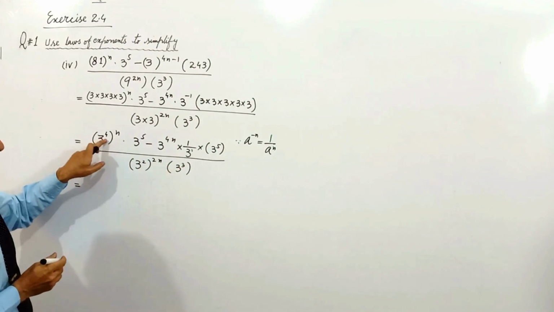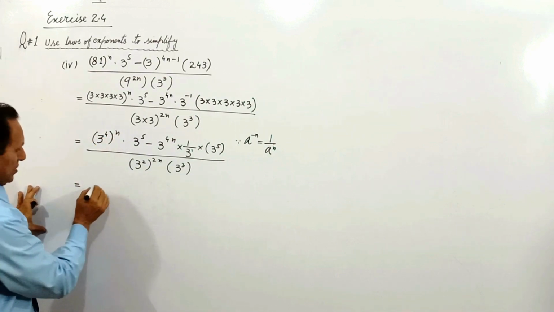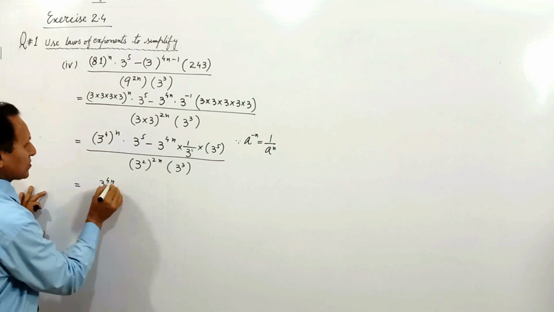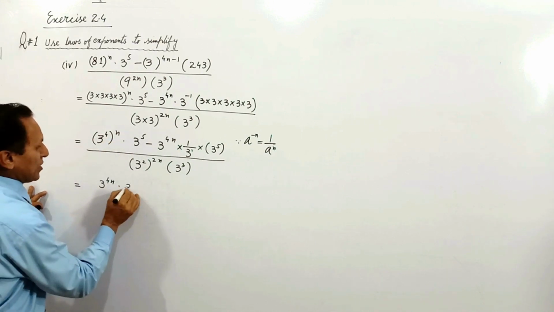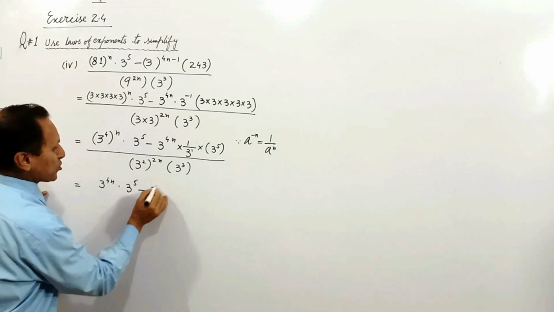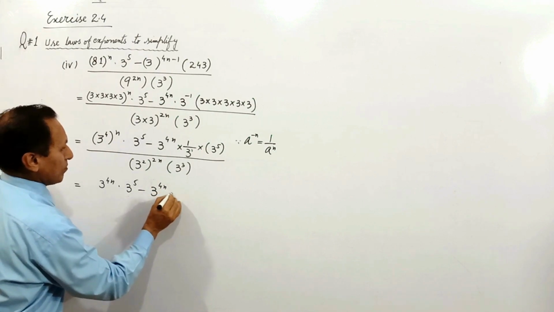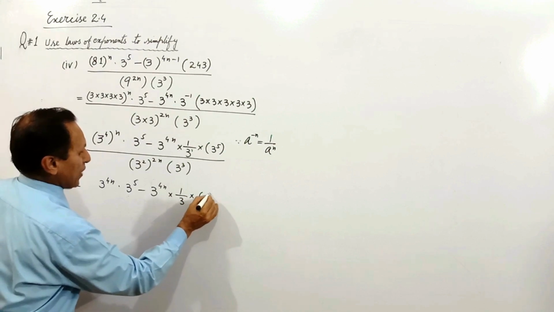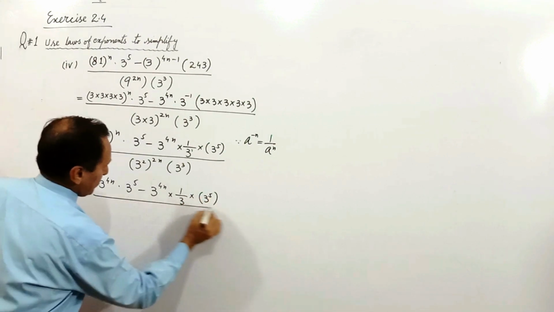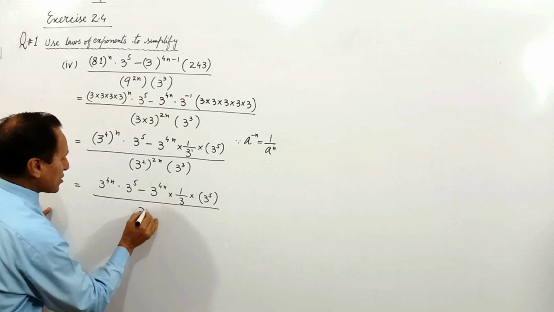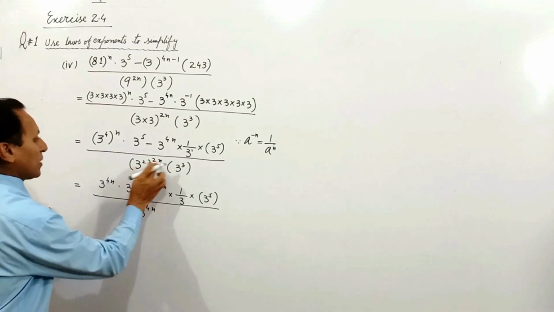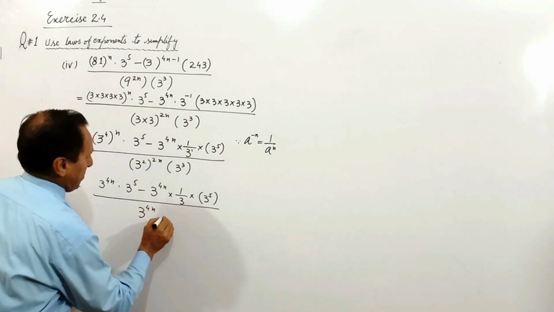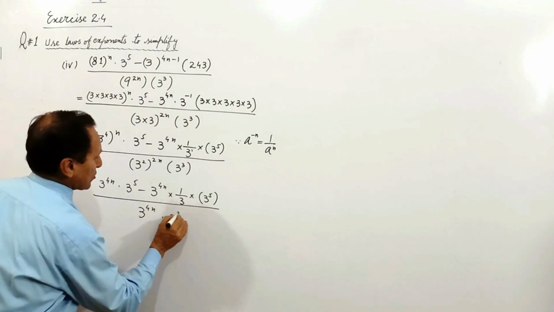In the next step, we apply the law of power for the first part of the first term. 3 raised to power 4 becomes 4 multiplied by n, dot 3 raised to power 5, minus 3 raised to power 4n multiply 1 over 3 multiply 3 raised to power 5. In the denominator, we get 3 raised to power 4n. Why? Because 2 multiplied by 2n according to the law of power, dot 3 raised to power 3.